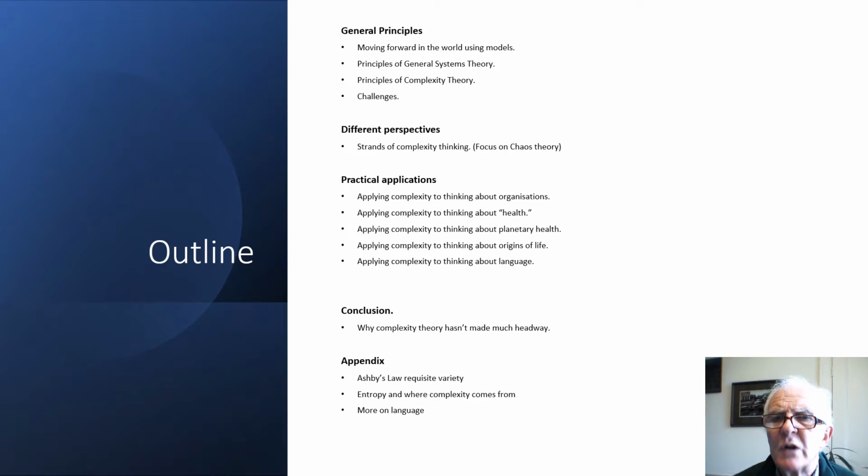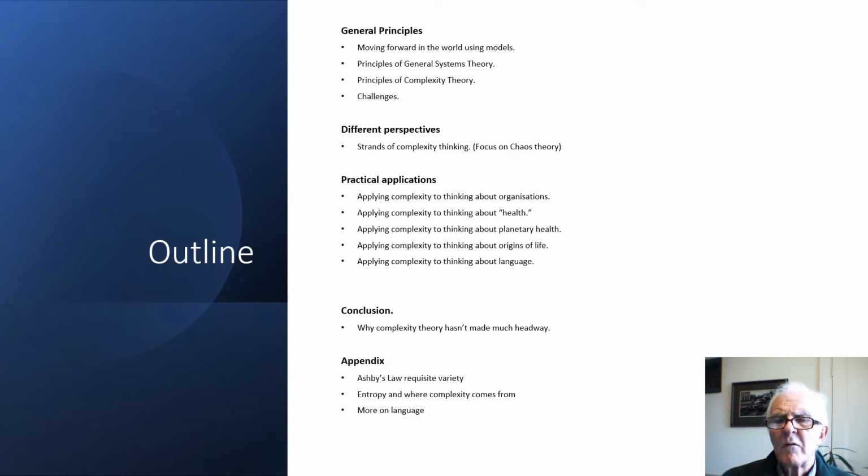I want to start off with some general principles and some principles of general systems theory, which I think is a really important strand of thinking, of which complexity theory is one part. Then I want to say something about the basic principles of complexity theory, some of the challenges it has. Then I want to just briefly highlight some of the different perspectives on complexity thinking. One of the problems is that these ways of thinking have converged from a rather disparate array of disciplines, so you get different strands of thinking. I want to focus on two areas which I think are important. First of all, chaos theory, and the other area is self-organized criticality, which I think is quite an interesting concept.